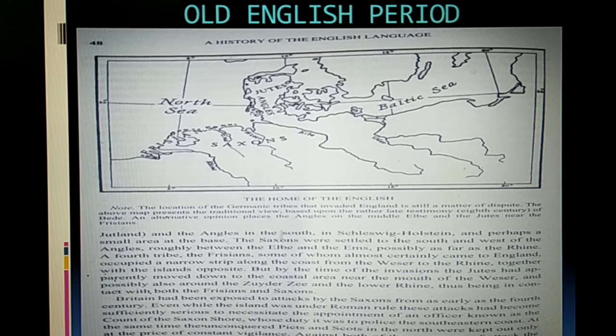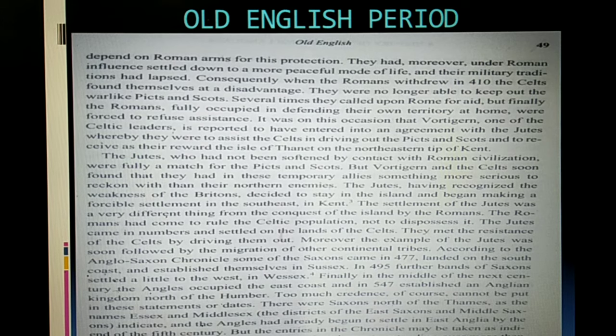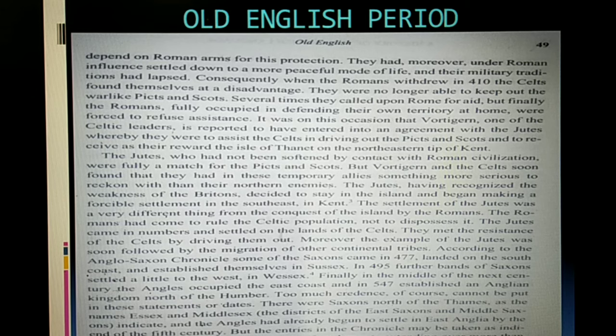But the Celts had come to depend on Roman arms for this protection. They had, moreover, under Roman influence, settled down to a more peaceful mode of life, and their military traditions had lapsed. Consequently, when the Romans withdrew in 410, the Celts found themselves at a disadvantage. They were no longer able to keep out the warlike Picts and Scots. Several times they called upon Rome for aid, but finally the Romans, fully occupied in defending their own territory at home, were forced to refuse assistance.